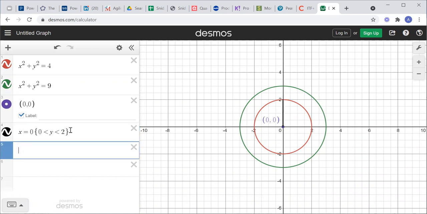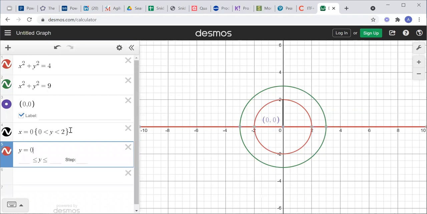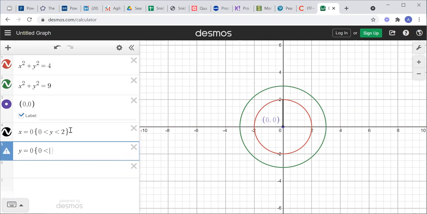And then if I want to draw the radius of the other one, it's just to say y being equal to 0 as well, and then open curly brackets. From there, I'm going to say 0 less than x, then less than 3. Doing so will give me this. So as you can see, we have two circles here with the same center. And when two circles have the same center, they are said to be concentric.